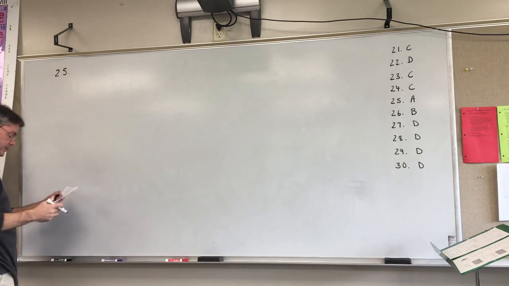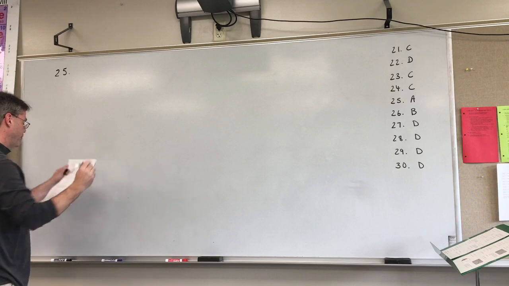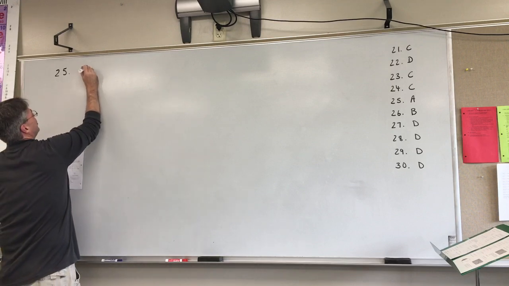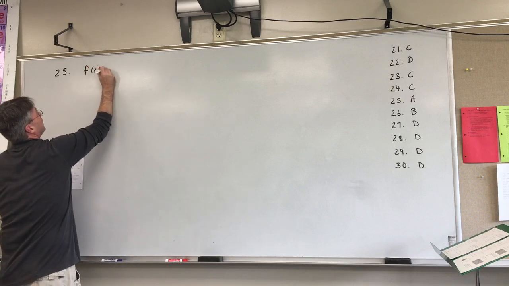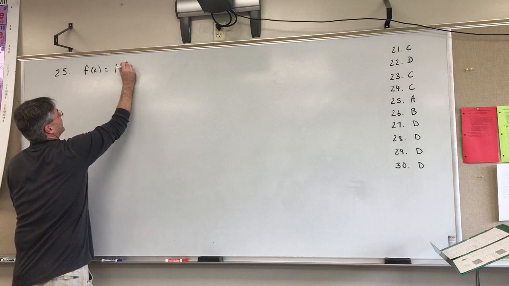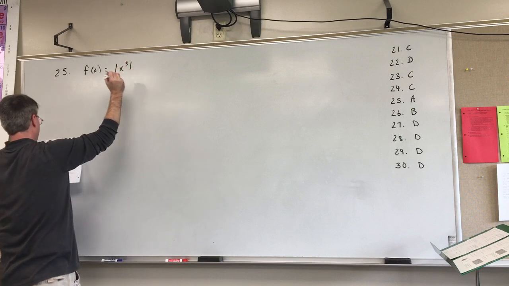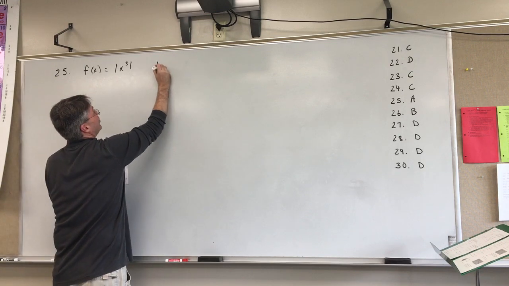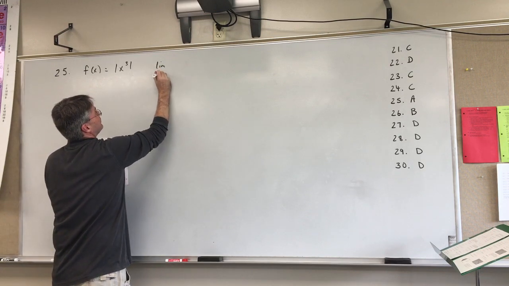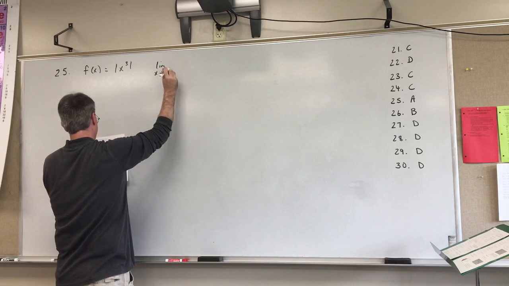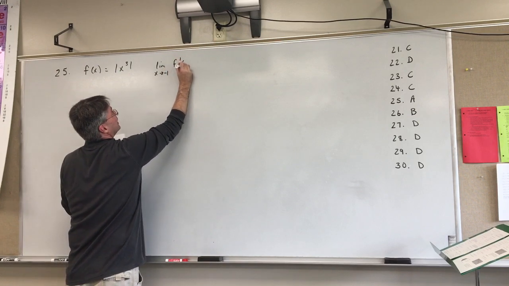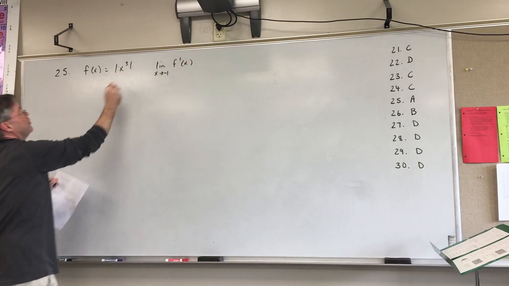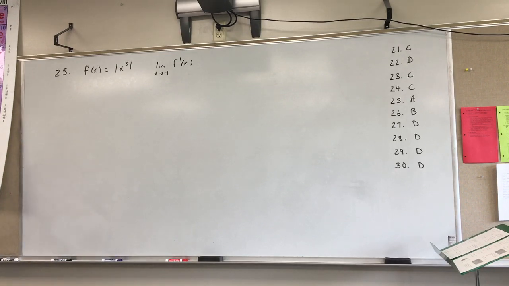25. We have f of x is the absolute value of x cubed. And we want to know the limit as x approaches negative 1 of f prime of x. So I've got to take the derivative of the absolute value of x cubed, and then we'll take the limit as x approaches negative 1.